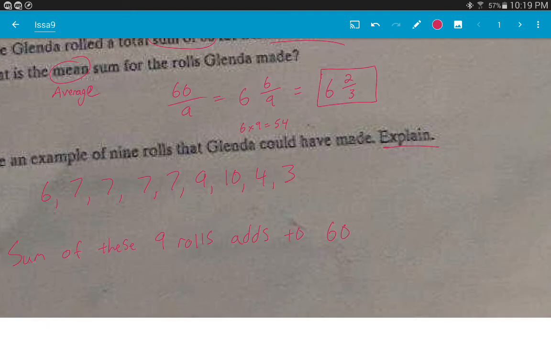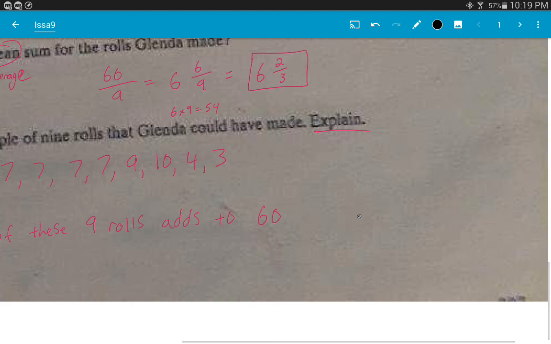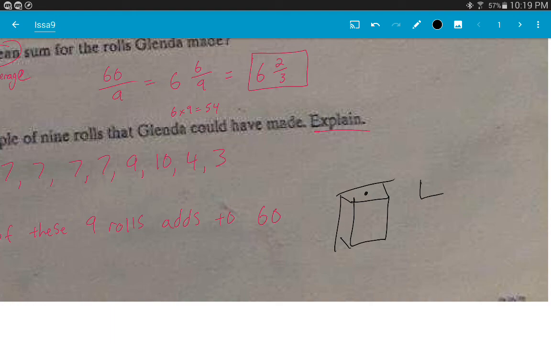They'd have to be between 2 and 12 because if you're rolling dice, the least you could get is a 1 and a 1. Lowest you get is a 1 and a 1, and the highest you get is a 6 and a 6. So they would have to be numbers between 2 and 12.